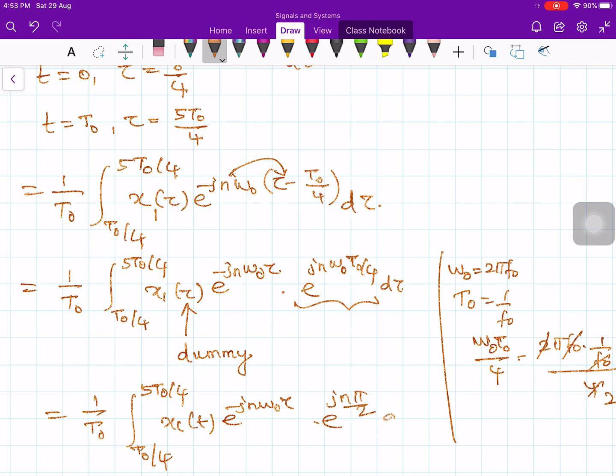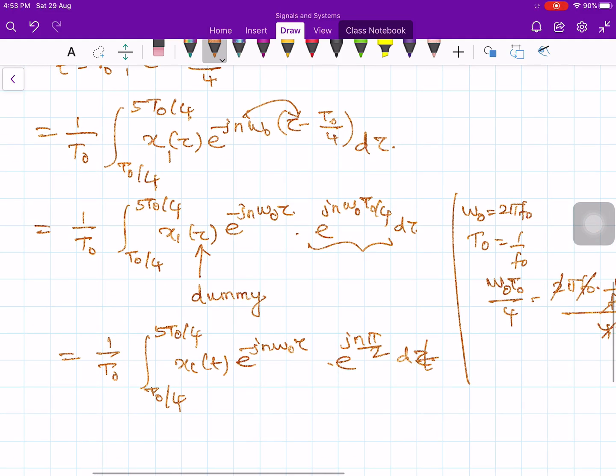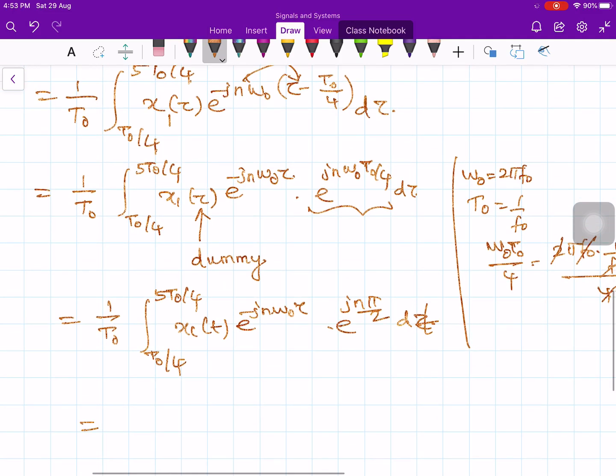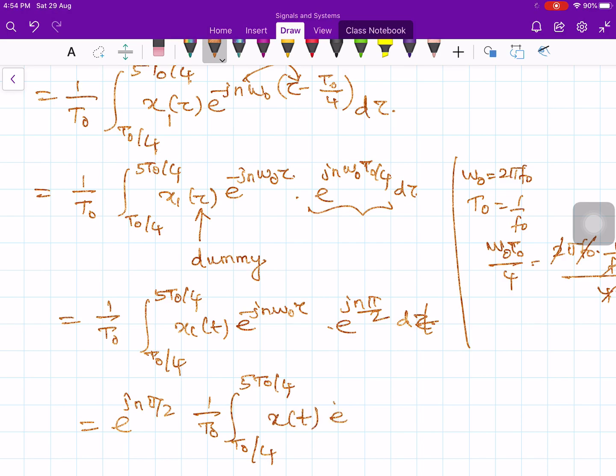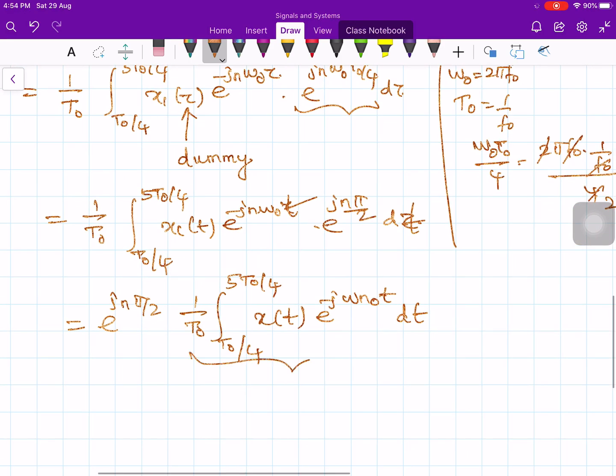times dt, and this you can bring it outside. E to the jn pi by 2, 1 over t naught integral of t naught over 4 to 5 t naught over 4 x of t e to the minus j omega n naught t and dt. And what is this? Don't you see, this is precisely the exponential Fourier series of x1 of t.